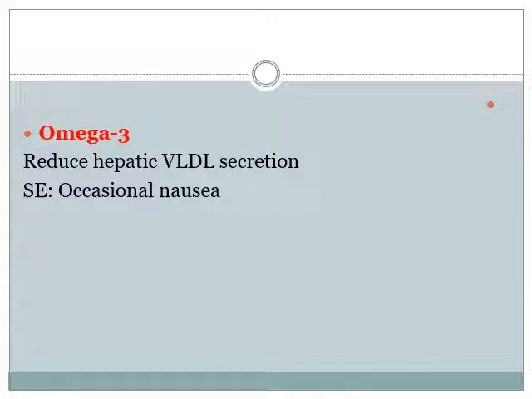Omega 3 reduces the hepatic VLDL secretion. Side effect: occasional nausea.